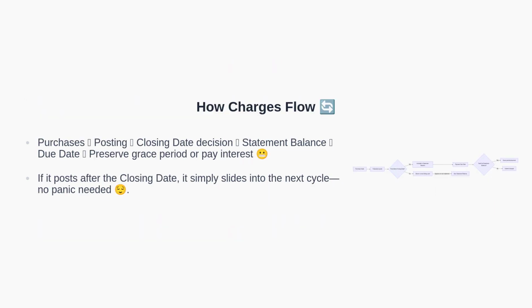Moving on, let's visualize how charges flow. A purchase is made and then posts. If it posts before the closing date, it is included in the statement balance for that cycle. If it posts after the closing date, it moves to the next billing cycle and appears on the next statement. When the payment due date arrives, if you pay the full statement balance, your grace period is preserved. If you do not, interest will be charged on applicable balances.